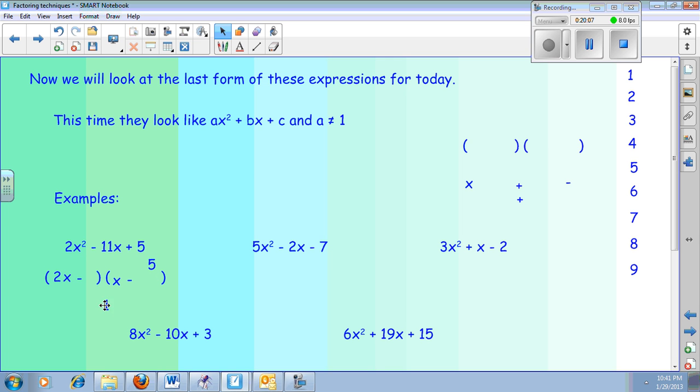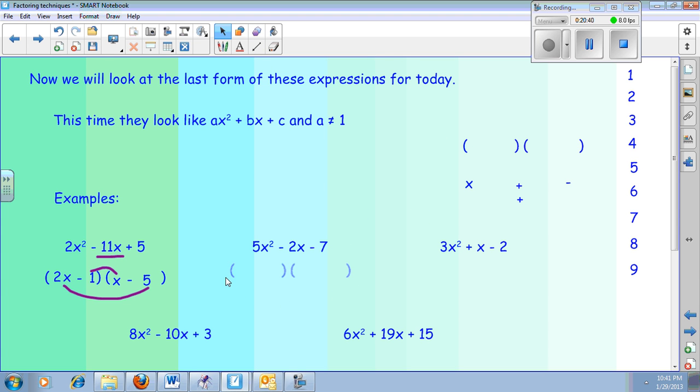So we'll put the 1 in the first binomial and the 5 in the second binomial. Now we can try it again. Outside terms, 2x times negative 5x is negative 10x. Negative 1 times x is negative 1x. Add those together, we have negative 11x. So our check works. We factored the expression. Let's try the next one.